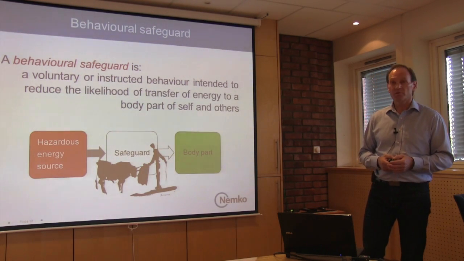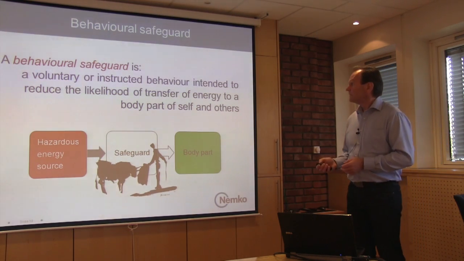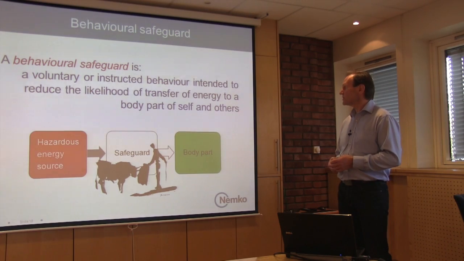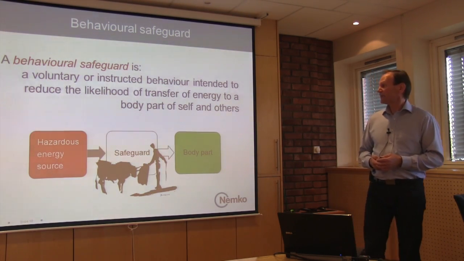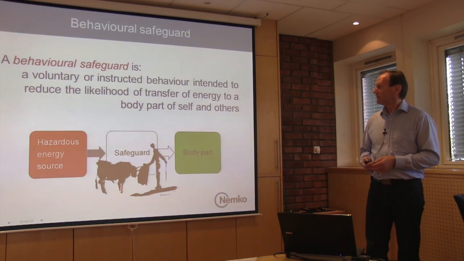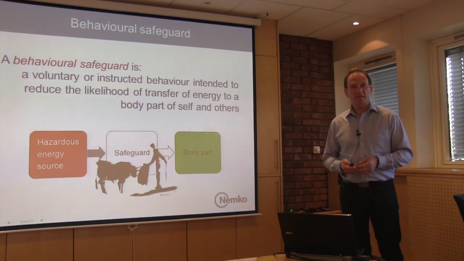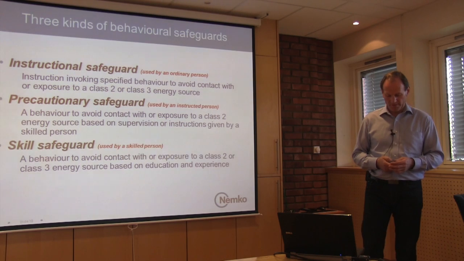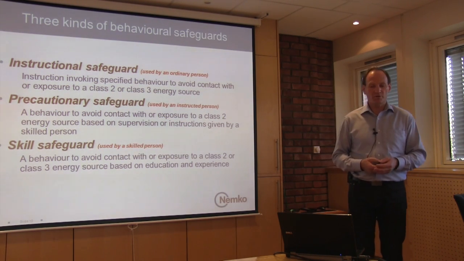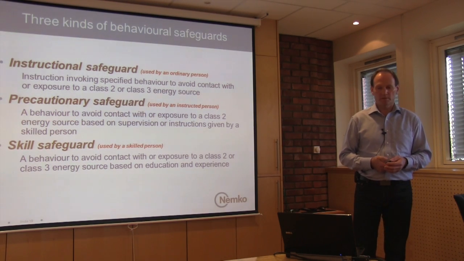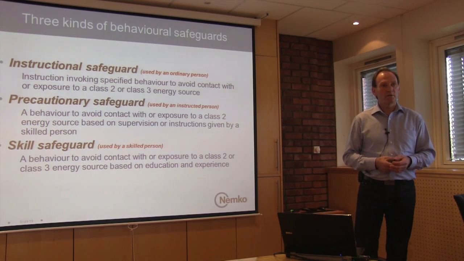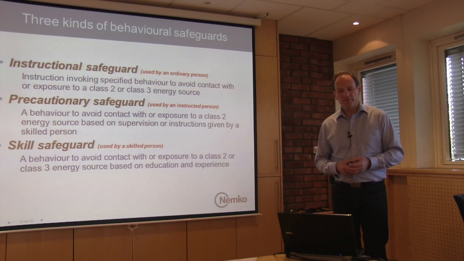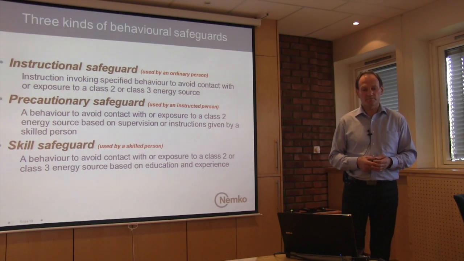And then we come to the behavioral safeguard, which is a voluntary or instructed behavior intended to reduce the likelihood of transfer of energy to a body part of self and others. The behavioral safeguard is again split into 3 kinds of safeguards. You have the instructional safeguard, the precautionary safeguard, and the skill safeguard. The instructional safeguard is used for ordinary persons. The precautionary safeguard is used for instructed persons, and the skill safeguard is, of course, for skilled persons.